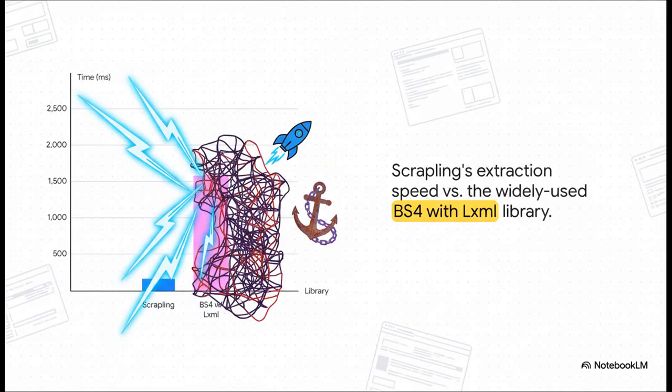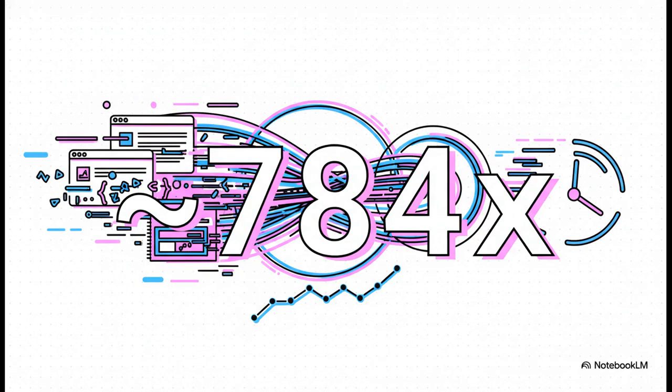But to really, really feel the difference, let's visualize it. Here's Scrapling's speed compared to that classic library, BeautifulSoup. Yeah, it's not even a contest. Scrapling is that tiny little blue bar on the left. It's almost hard to see. In fact, it's about 784 times faster. To put that in perspective, that's the difference between a task taking 1 second or taking over 13 minutes. When you're working at a large scale, that kind of performance gap completely changes what's even possible to try.